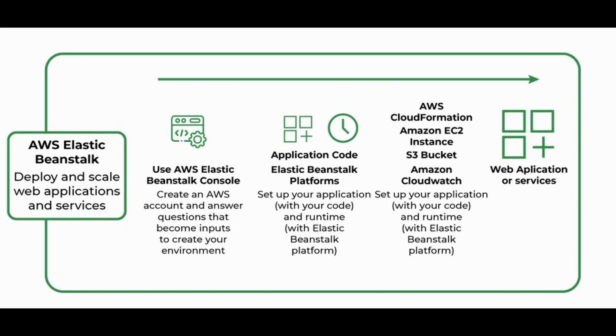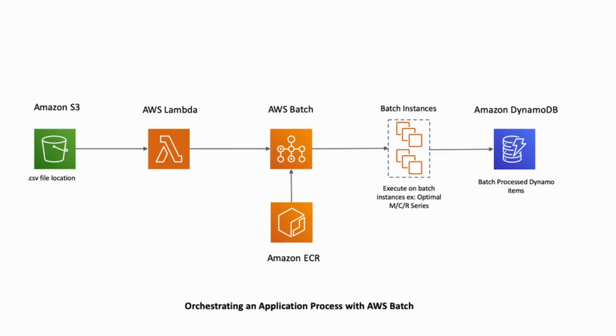Elastic Beanstalk also makes it easy to save environment configurations so they can be deployed again. You won't need to provision and manage all of these pieces separately, and you will still have visibility and control of the underlying resources. Next up, let's talk about AWS Batch, a compute service designed for heavy-duty tasks like processing massive datasets, running simulations, or performing complex calculations.